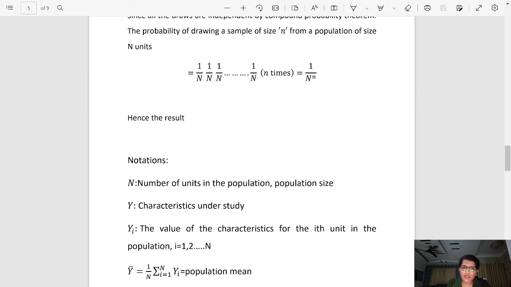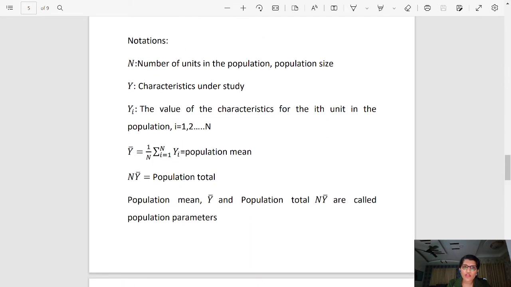For the next theorem we have used some notations. So first we see the notations. Capital N is the number of units in the population, or the population size. Y is the characteristic under study, or the observations. Yi is the value of the characteristic for the ith unit in the population, and Y bar is the population mean. So the formula is 1 upon N summation Yi, and N Y bar means the population total. So population mean Y bar and population total N Y bar are called the population parameters. These two are the parameters.